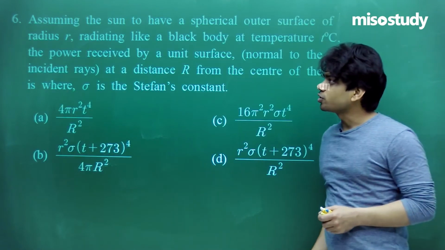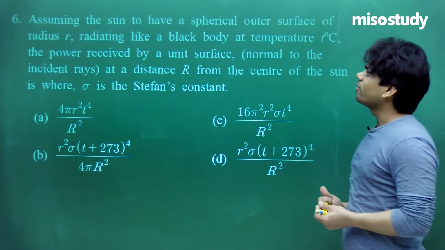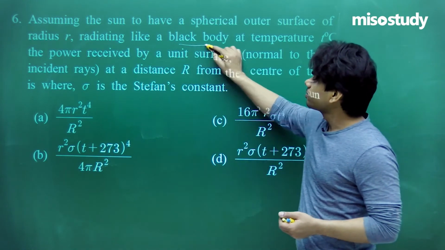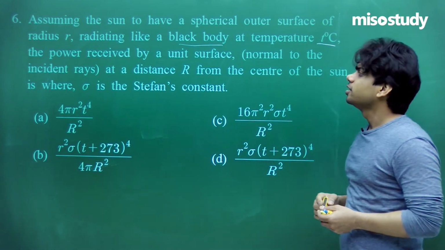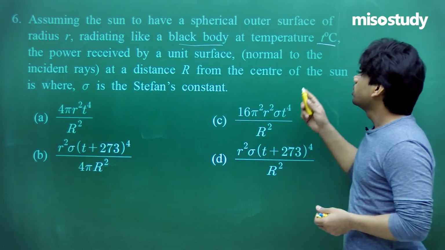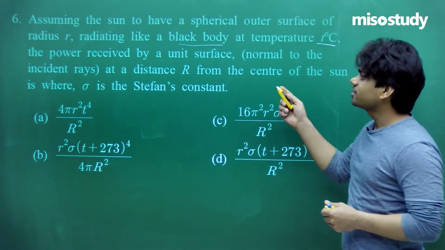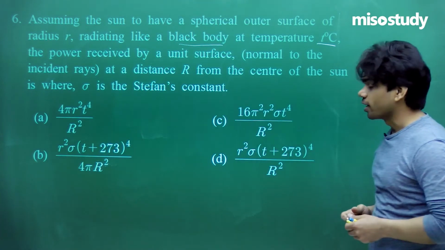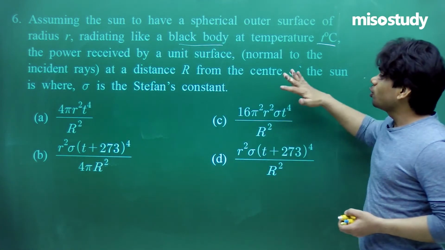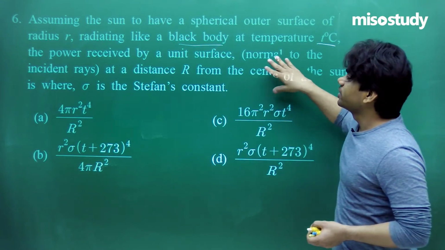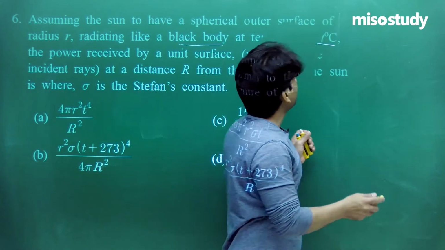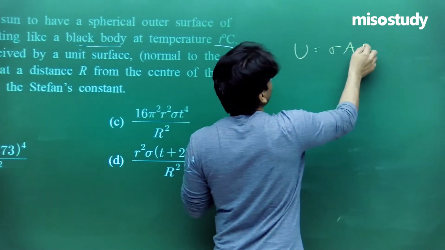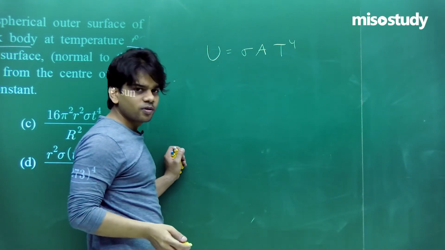Next question of the session, question number 6. Assuming the sun to have a spherical outer surface of radius r, radiating like a black body at a temperature T degrees Celsius, the power received by a unit surface normal to incident rays at a distance r from the center of the sun is, where sigma is Stefan's constant. Okay. First of all, we need to find out the power received by unit surface. Let me tell you, the energy emitted by a black body is sigma A T to the power 4. First of all, we know this.